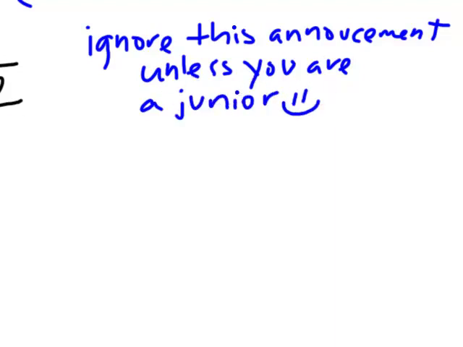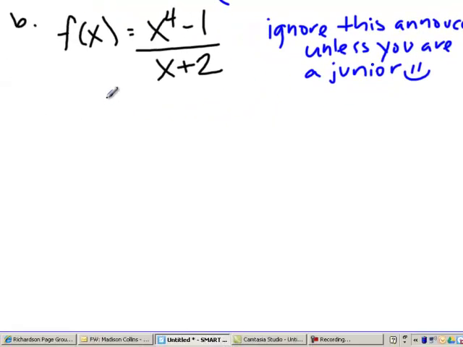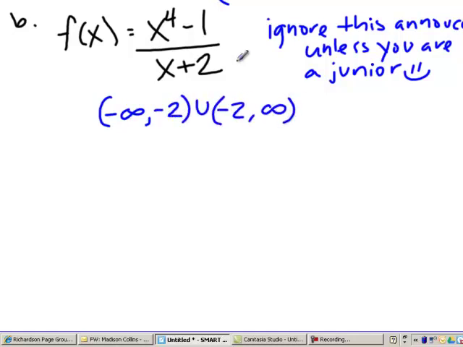Okay, sorry about that, guys. All right, hopefully you got the answer to B: negative infinity, comma, -2, union, -2, comma, positive infinity. All we did is we set it equal to 0 and solved for x, and that tells us what x cannot equal.